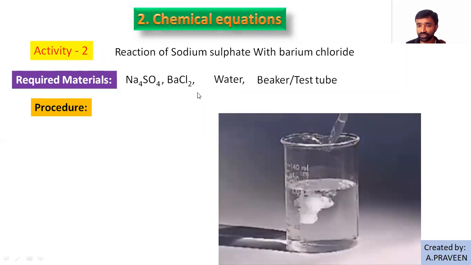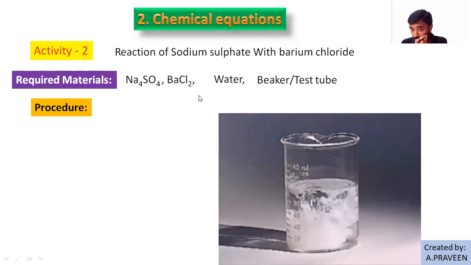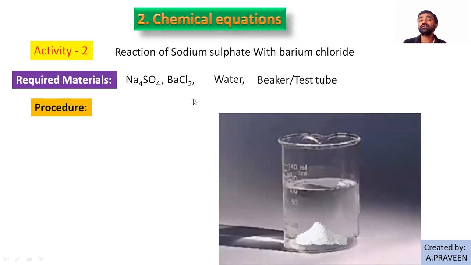Then what do you notice here? By adding one of the solutions to another, that white colored material is formed and it reaches the bottom of the solution, and it will be separated as a substance, a white colored undissolved material. So what is that white colored undissolved material here?